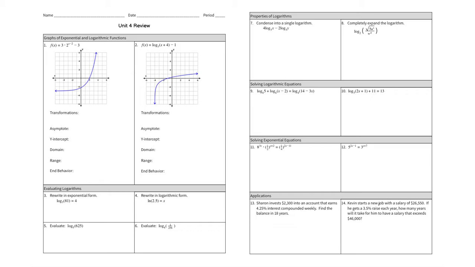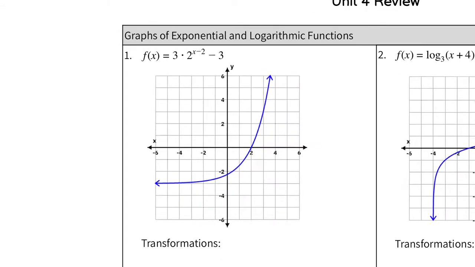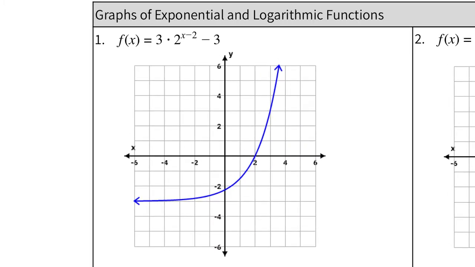Okay, so first off, we're going to look at what the graphs of an exponential function and a logarithmic function look like. So starting with exponential, this function is right here: 3 times 2 to the x minus 2 power, minus 3. And to save us some time, I went ahead and just inserted a picture of what that function looks like. But you would be able to do this just on a graphing calculator.